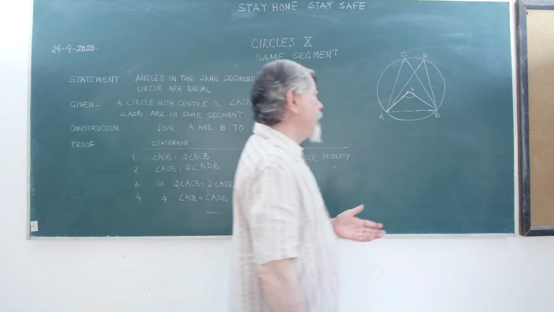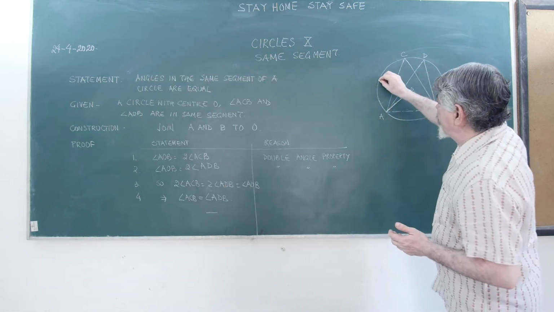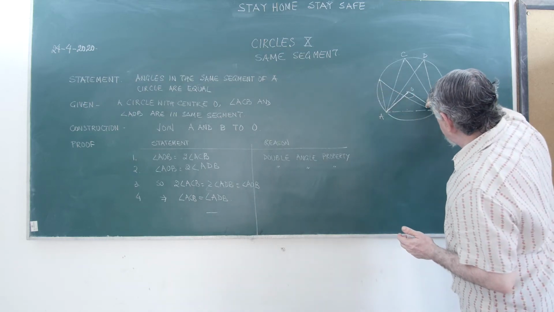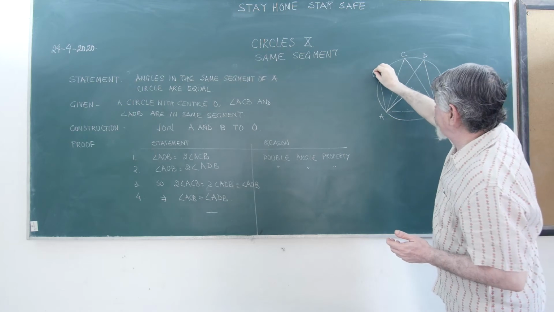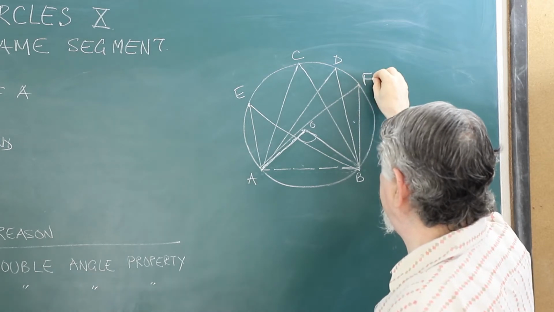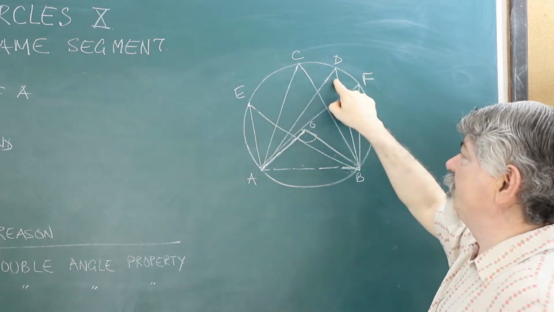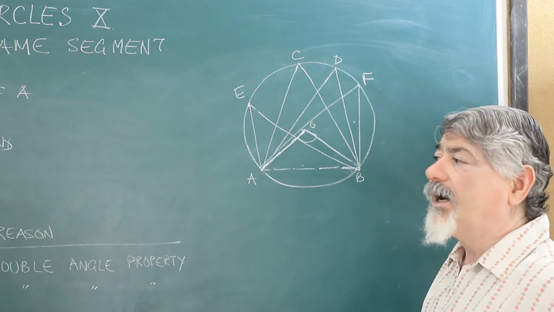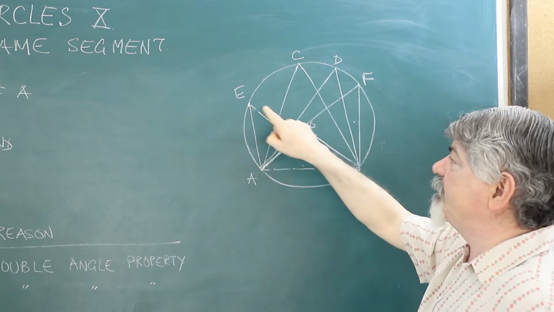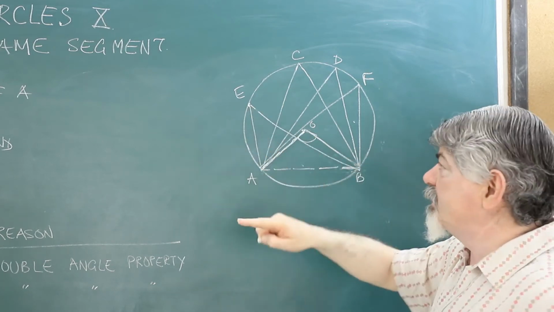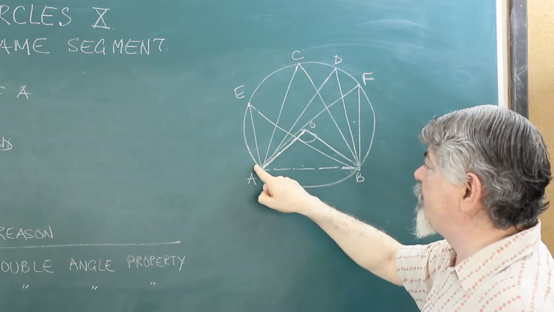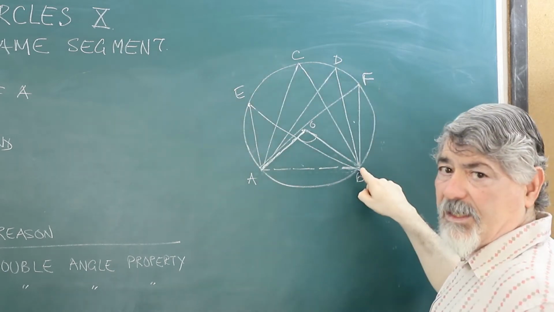I can just take, to explain to you, any point here. If I join this to this and if I join this to this, suppose this is E. If I take a point here, F, then all these angles will be equal. Angles in the same segment are going to be equal with the same reason: the angle at the center is double the angle which it subtends at the remaining part of the circumference. So these E, C, D, F are not unique. They can be anywhere starting from here or here and going all around in the major arc.